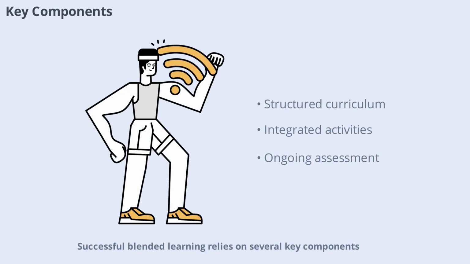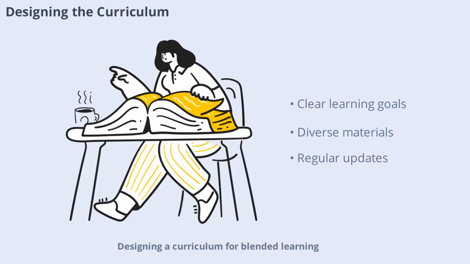Successful blended learning relies on several key components. These include a well-structured curriculum, effective use of technology, and ongoing assessment. Teachers must design lessons that integrate online and offline activities seamlessly. Clear communication and support are also essential to help students navigate the blended environment. By focusing on these components, educators can create a cohesive and supportive learning experience that maximizes the benefits of both in-person and digital instruction.